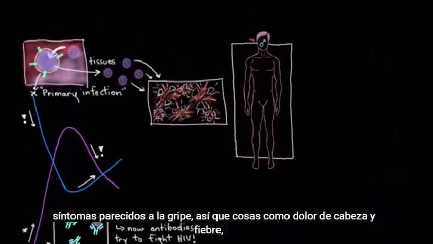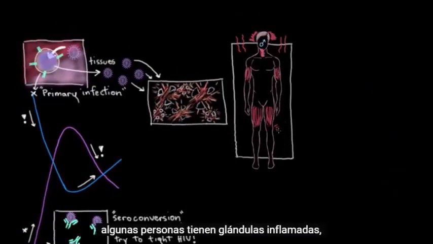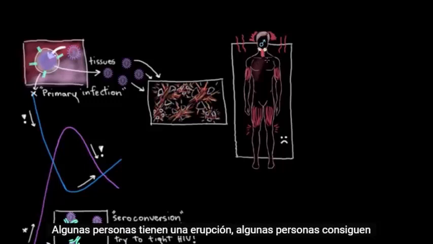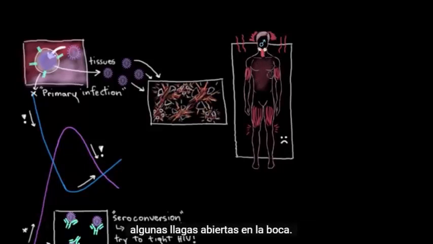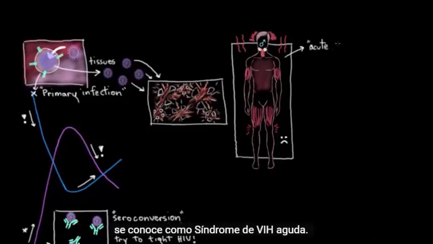So things like headache and fever and sore throat, muscle pains, joint pains. Some people get swollen glands, just sort of fatigue and feeling unwell. Some people get a rash. Some people get some open sores in their mouth. These are some of the more common symptoms of an acute infection with HIV. And this flu-like illness that people experience is referred to as acute HIV syndrome.